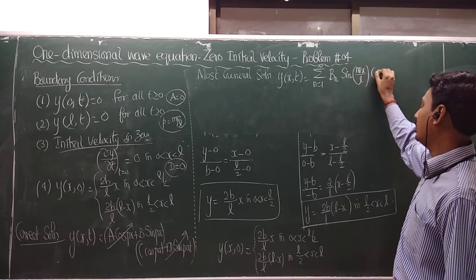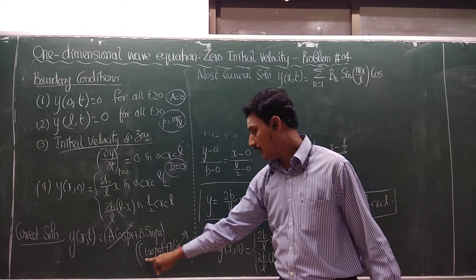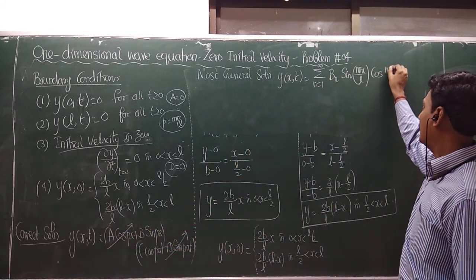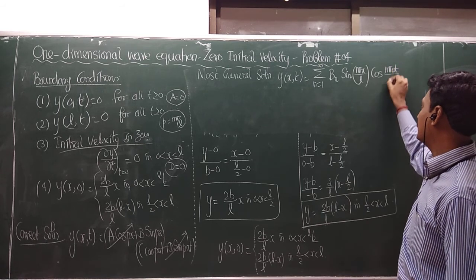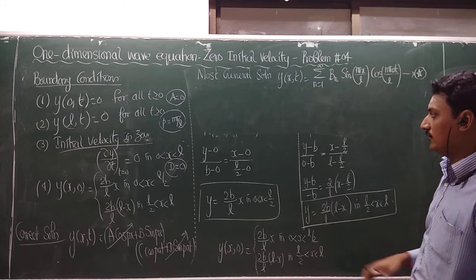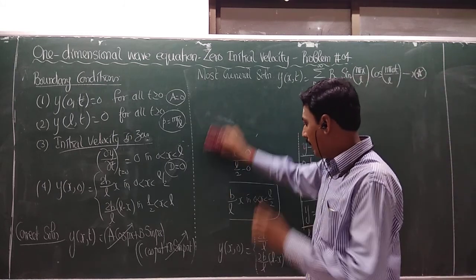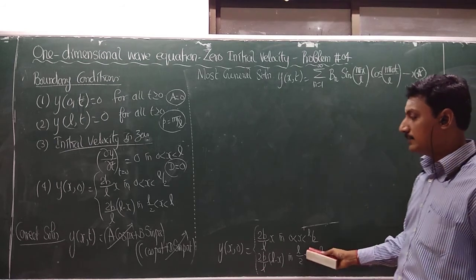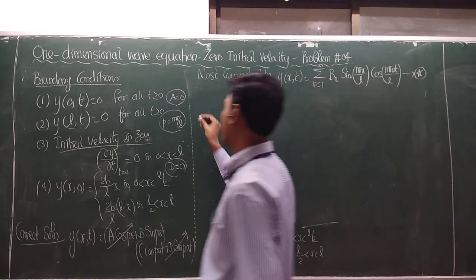And what about the next one? Cos, because c and b combined together as bn. Cos (n pi a t by L). So this is my required most general solution, the star equation. Now, I would like to apply the fourth boundary condition, that is the initial displacement function, in this star equation.